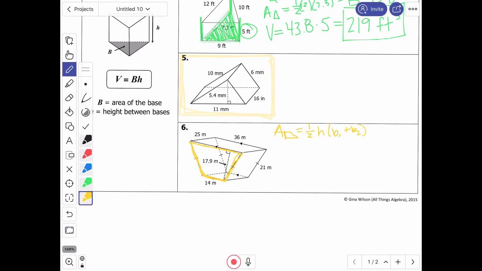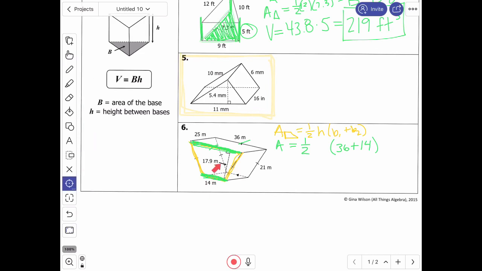Okay, so already I see that my bases would be these green lines here and here. So this top one is going to be 36 meters because it's right across from that one. So the area is going to be 1/2, leave a space for my height, 36 plus, and then the other base is 14. Now I need to find my height. My height is actually this dotted line right here that is forming the right angle with another one of my bases. So the height is 17.9 meters.